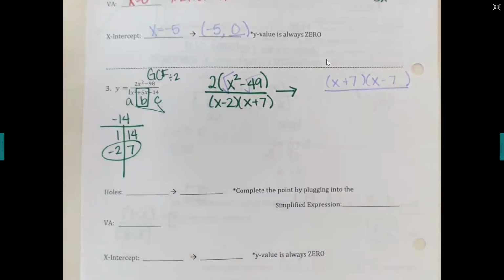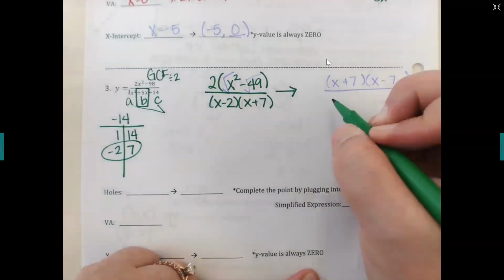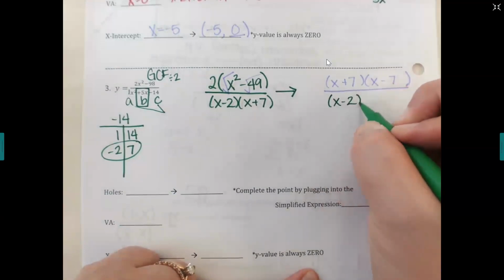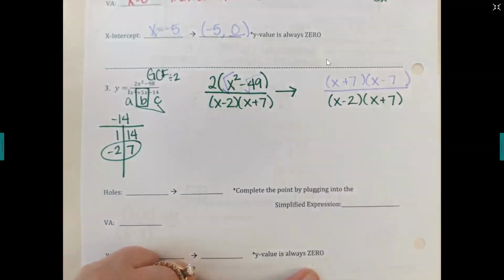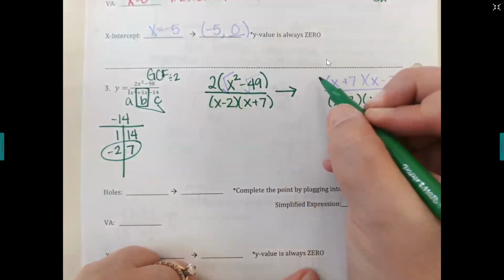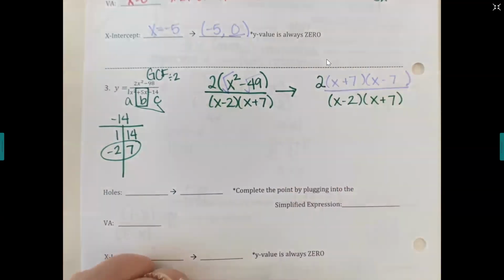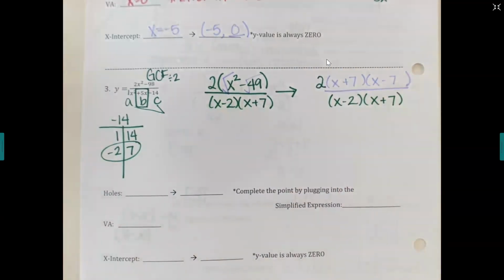Okay. Then across the bottom, I have the x minus 2 and the x plus 7. Is there anything else I'm missing? That 2 needs to stay. If you forget to put this 2, it's going to make the whole come out wrong later. So make sure, even if you divide a number out to the front, it needs to stay there.